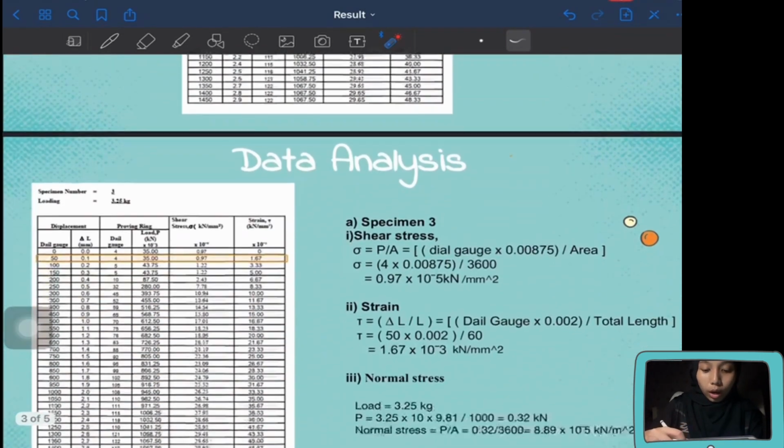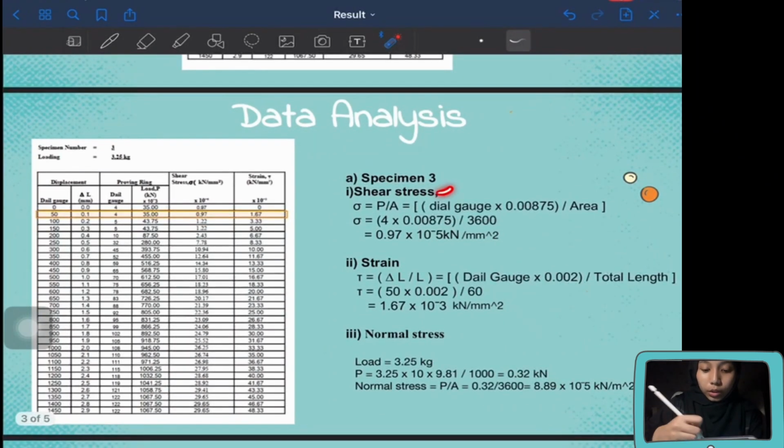So we are going to calculate the value of shear stress, strain and normal stress. The formula of shear stress is force divided by A. In order to find the force, we have to multiply the dial gauge of the proving ring with a constant 0.00875 and then we divide it with the area of 3600 and this is the answer.